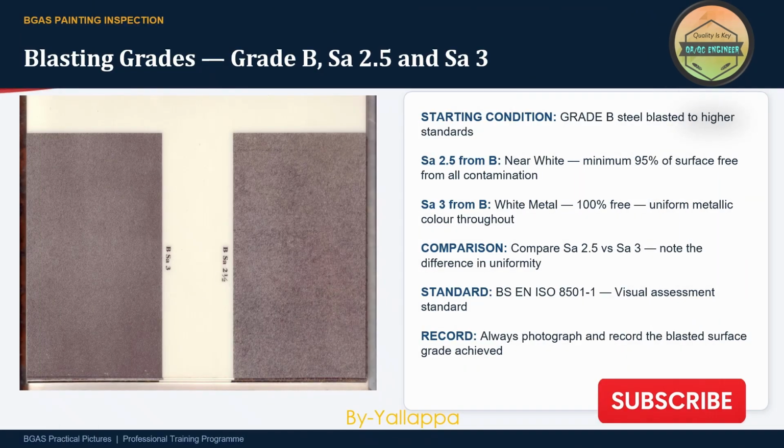This slide compares different blast cleaning standards. Inspectors must distinguish between SA 1, SA 2, SA 2.5, and SA 3. The most commonly specified standard in oil and gas projects is SA 2.5, also known as near white metal blast cleaning. Understanding these visual differences is essential for examination success and field inspection activities.